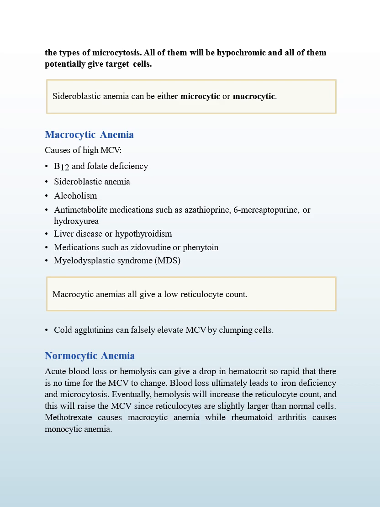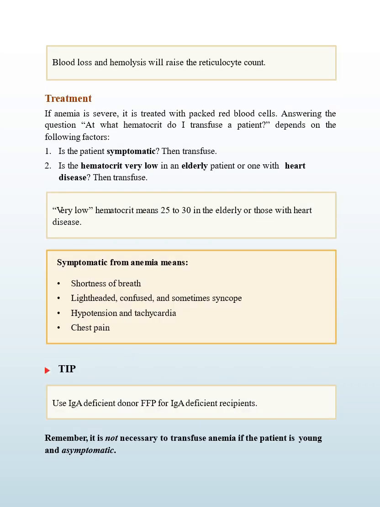Let's go to the next slide, number 6. In the beginning there is a clinical tip which states that blood loss or hemolysis will raise the reticulocyte count. How do we treat this type of clinical issue? I mean normocytic anemias.